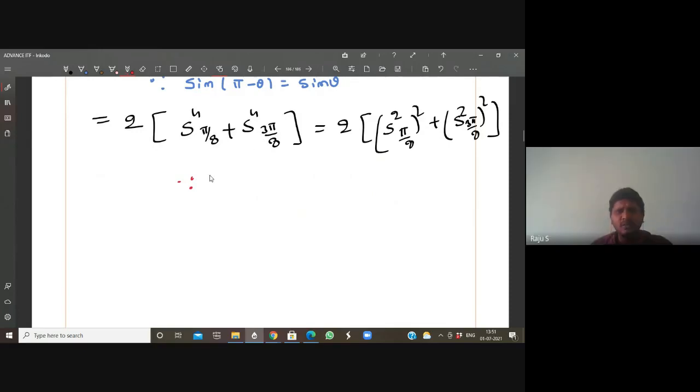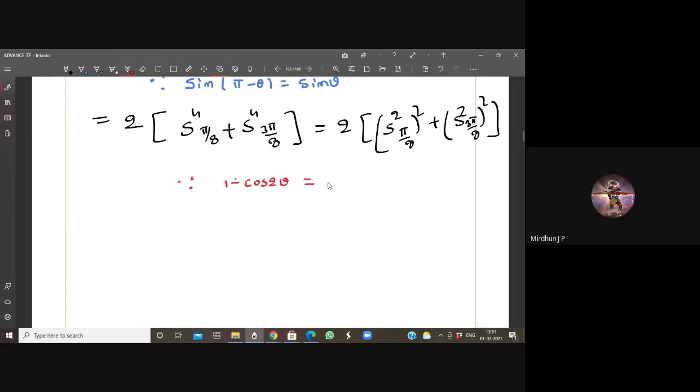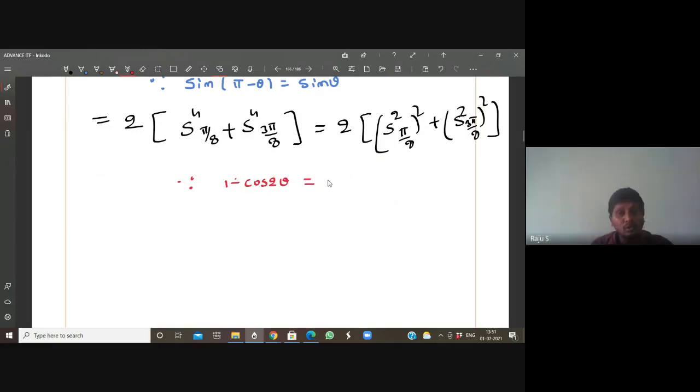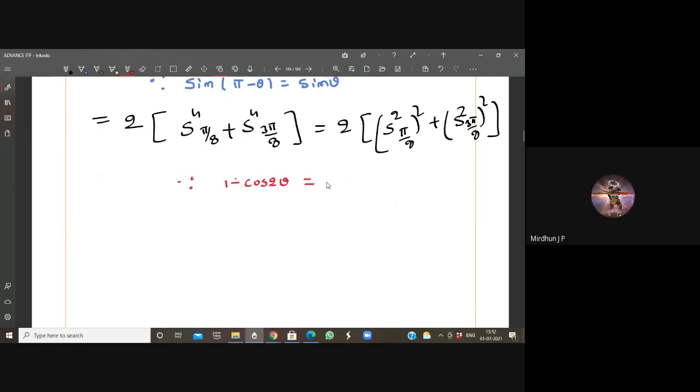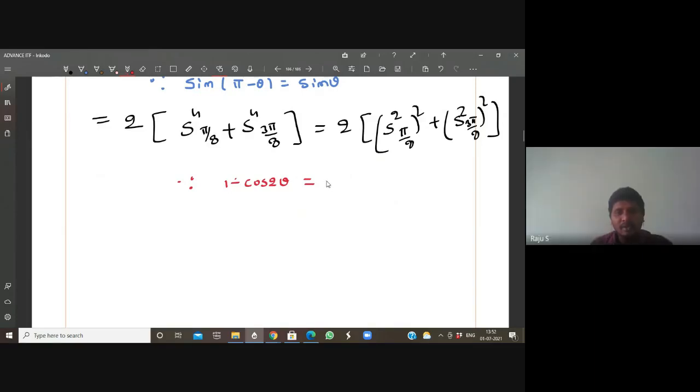No, we cannot. So why don't we convert your pi by 8 angle to pi by 4? Simple. Can you tell me what is the formula for 1 minus cos 2 theta? 2 cos square theta, sir. Are you sure? Or 2 sin square theta?